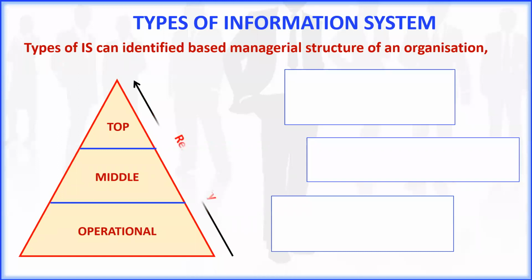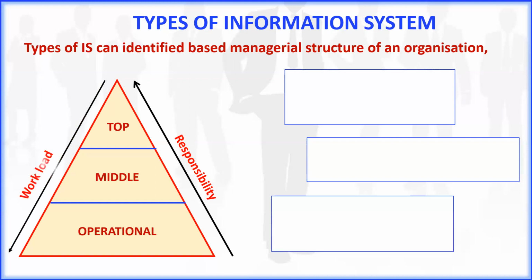Now, look at the line from bottom to top, meaning increasing responsibility. That arrow indicates the increase. Regarding responsibility, top level managers have the most responsibility. The lowest responsibility is with operational managers. The middle managers are in between.